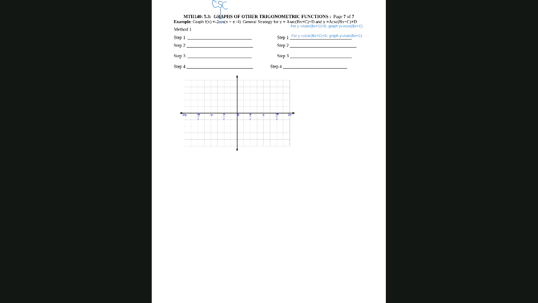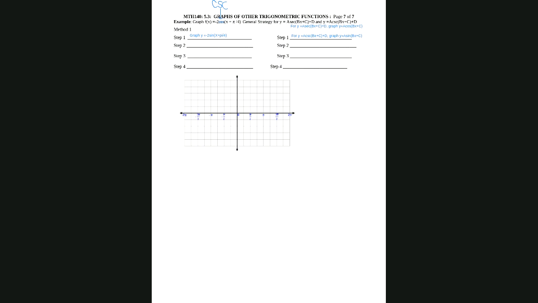So since we're trying to graph f of x is equal to negative 2 cosecant of x plus pi over 4, we'll start by graphing y equals negative 2 times, and we're trying to do cosecant, so we'll do times the sine of x plus pi over 4. Okay. And so I'm going to go ahead and do that real quick down at the bottom.